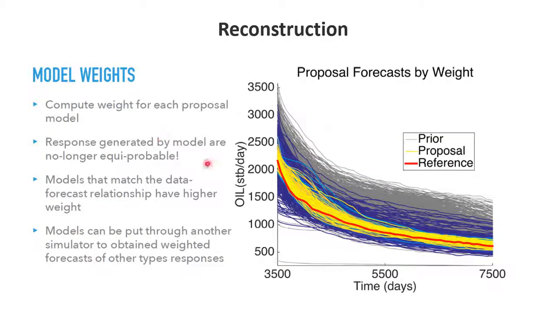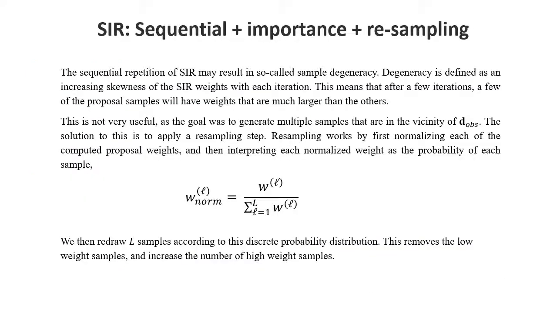So here we see the same, but now in terms of coloring with the same weight. Here we have the high weighted samples, and here are the low weighted samples. If we keep repeating this, we may run into a problem: we keep sampling fewer and fewer models that get higher and higher weight. This is also called sample degeneracy. There's an increased skewness in this weight, so after a few iterations, only a few samples are left that have big weight.